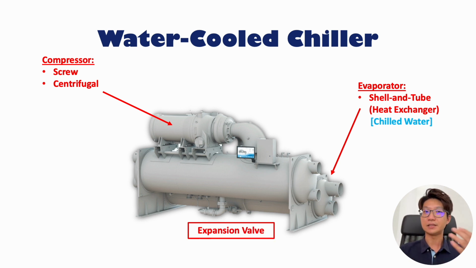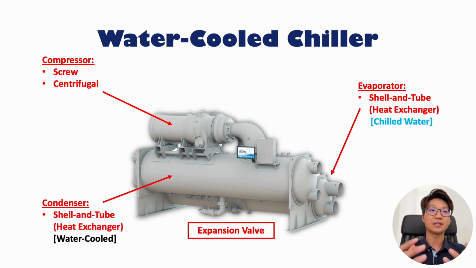And then we have an expansion valve, obviously, for the expansion process. And the last component is the condenser. This is the one that we call water cool or air cool. For water cool, it also uses a shell and tube heat exchanger for most cases.